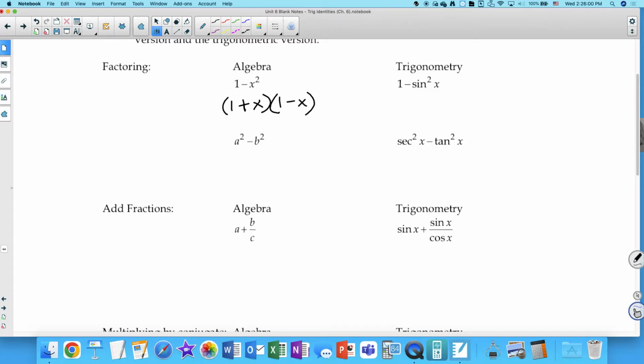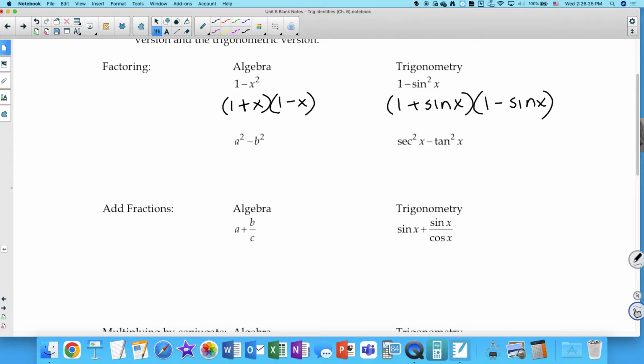Okay? If you're working with this expression, this is also a difference of squares, except that one of the perfect squares is the square of sine. So 1 plus sine x, 1 minus sine x. And we saw a little bit of this in our previous unit when we were solving trig equations. Okay, this piece on factoring.